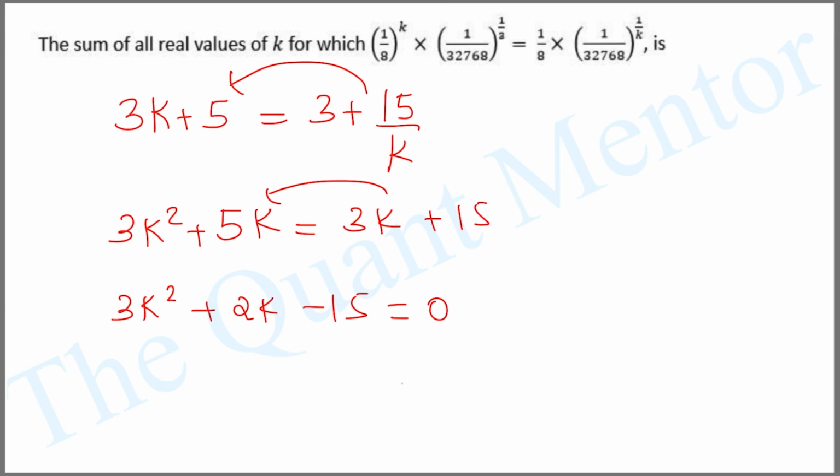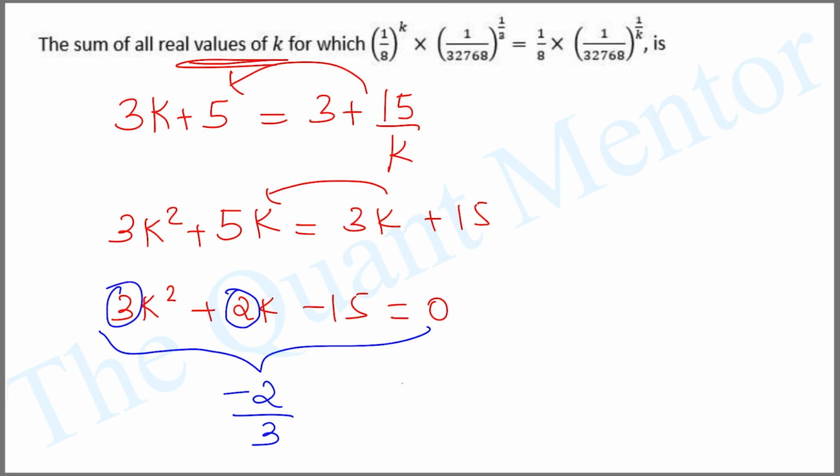Now in the next step, many people struggle and try to find out the value of k and then calculate the sum of the real values of k which are possible. A better way to answer this would be to observe that this is a quadratic equation, and for any quadratic equation, the sum of the roots is minus b upon a, minus the coefficient of x upon the coefficient of x square. So minus 2 upon 3 is the sum of the roots of this quadratic equation, and that is nothing but the sum of all the possible values of k in this case. And the answer to our question is minus 2 by 3.